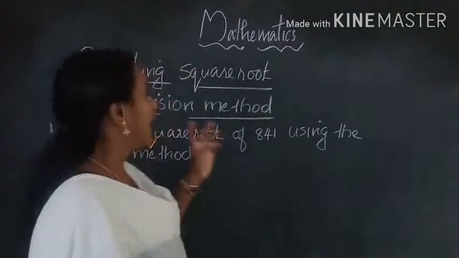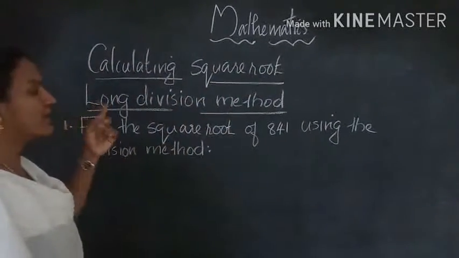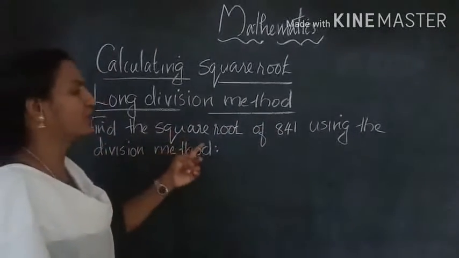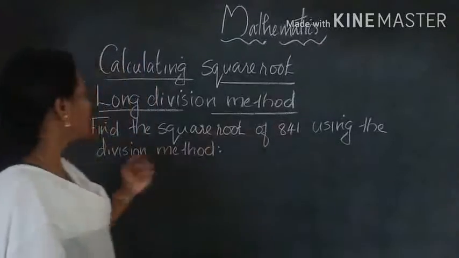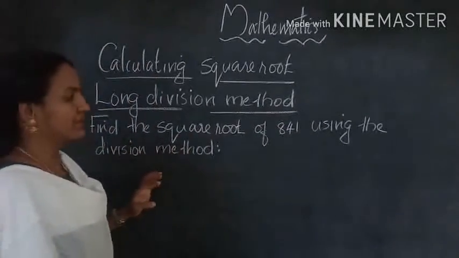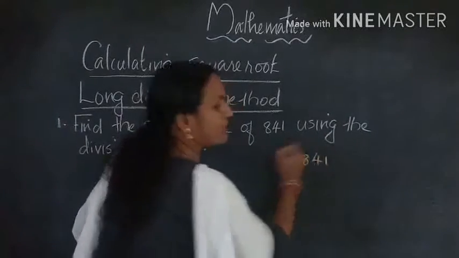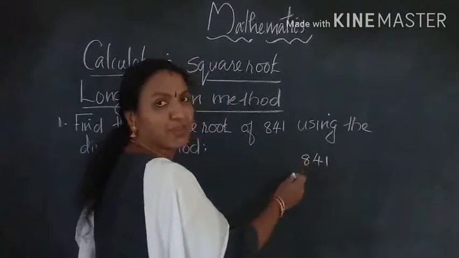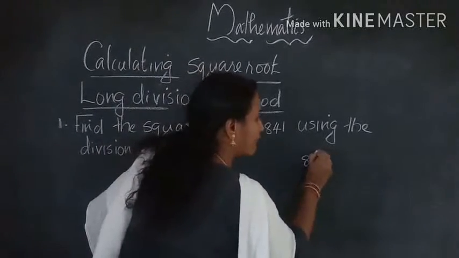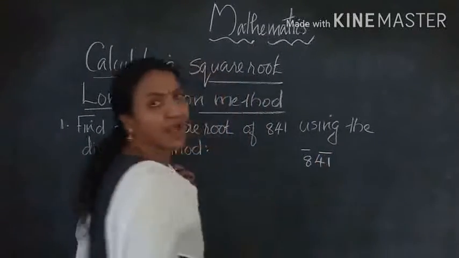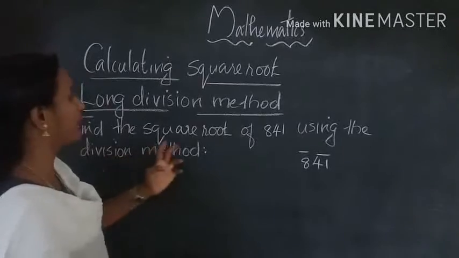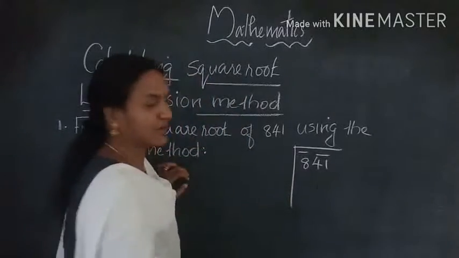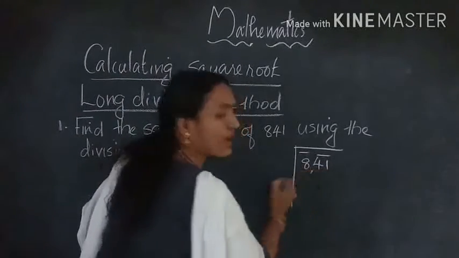Next, we shall discuss how to find the square root using the long division method. The first question: find the square root of 841 using the long division method. First write the number 841. Put a bar over every pair of digits from the unit place. So here 41 is one group and 8 is another group.